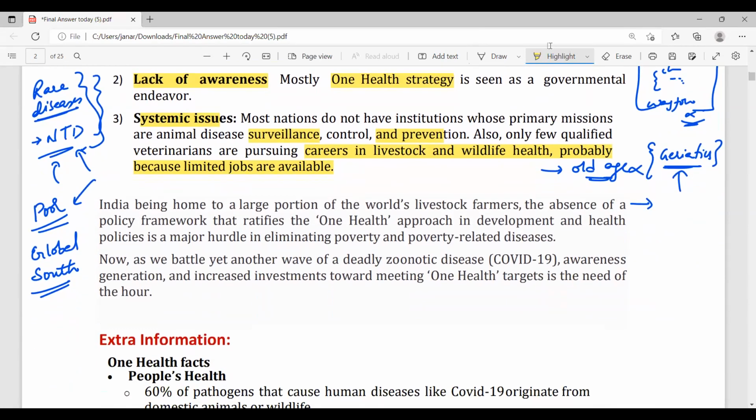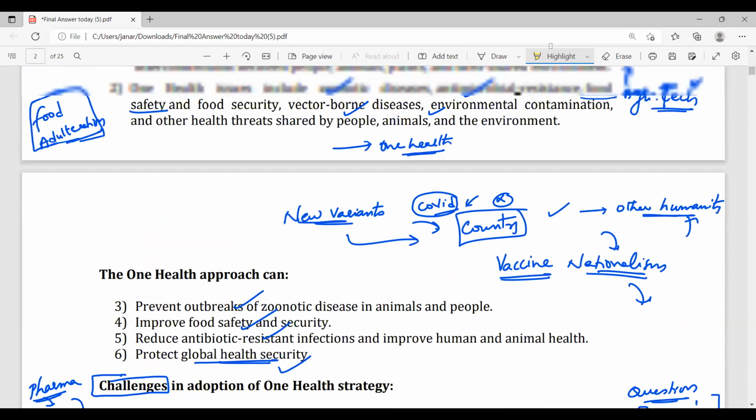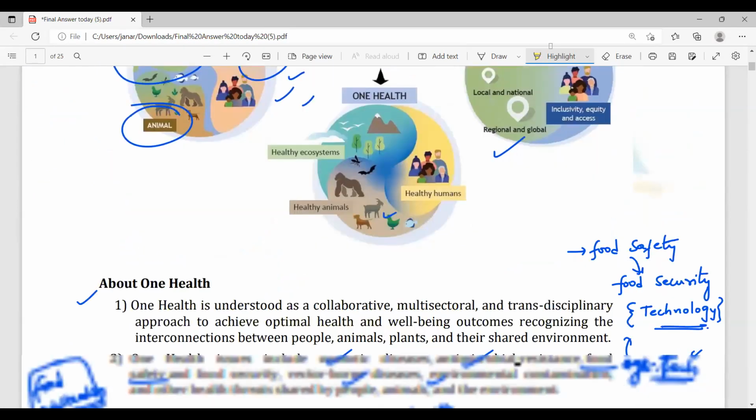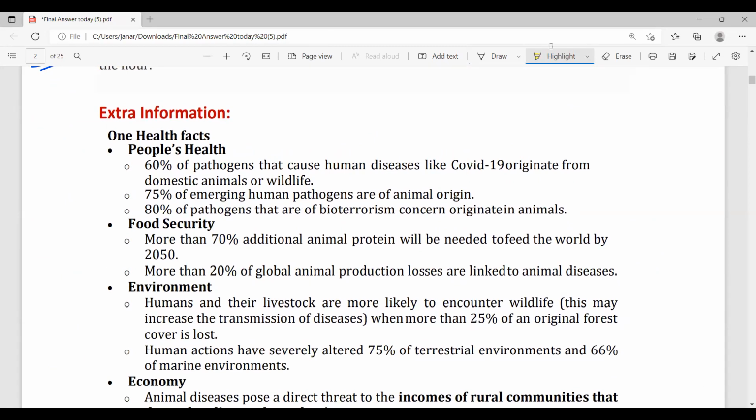So you have to talk about the COVID-19 pandemic. Definitely, because of the COVID-19 pandemic, this concept has been given much more importance. These five or six points are important for a 10-marker with small changes. You can't express more than that in seven minutes. Extra information and data you can always fill in, such as what percentage of pathogens. Most of the pathogens that affect human beings come from domestic animals and wildlife, and that's what they are talking about. Food safety is also linked to animal protein.